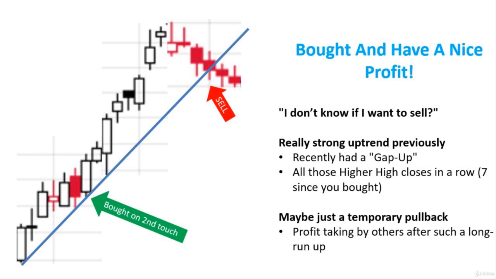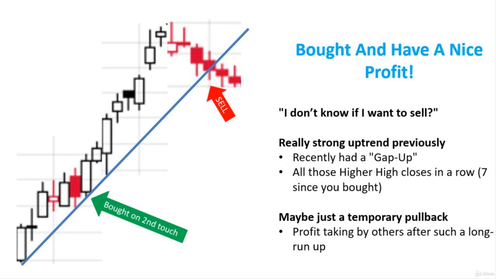And then you also see all these higher highs. We have these high closes all in a row, 7 of them since you bought: 1, 2, 3, 4, 5, 6, 7. Since you bought, it kept going up 7 straight times. So that's good too. But now there's this temporary pullback, or maybe it's a temporary pullback, you don't know. You reach that peak, and then the prices start going red, the candle starts to go down, and it crosses that trend line.